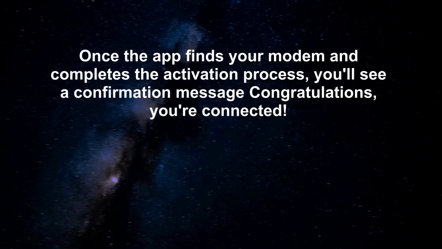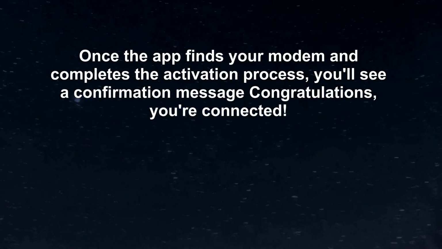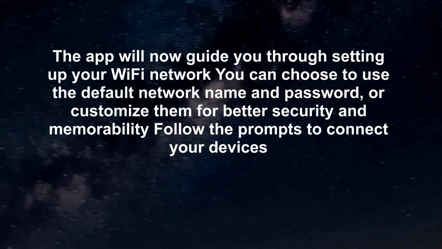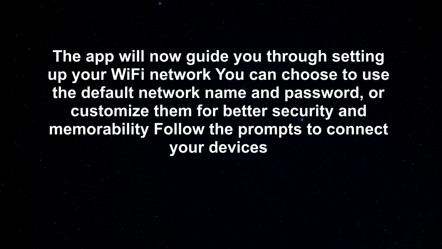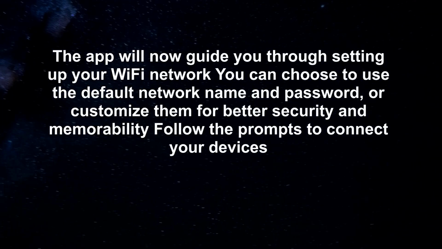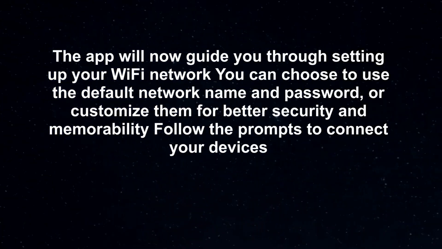Once the app finds your modem and completes the activation process, you'll see a confirmation message. Congratulations, you're connected. The app will now guide you through setting up your Wi-Fi network. You can choose to use the default network name and password or customize them for better security and memorability. Follow the prompts to connect your devices.